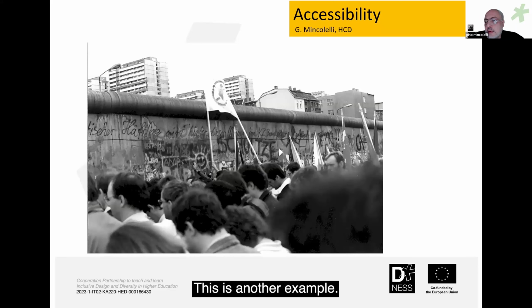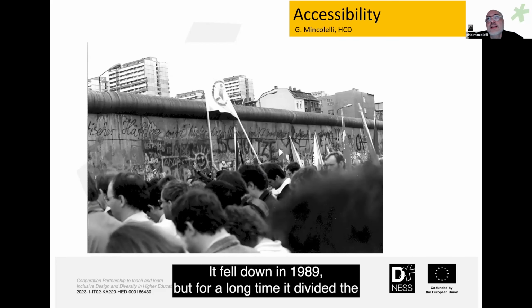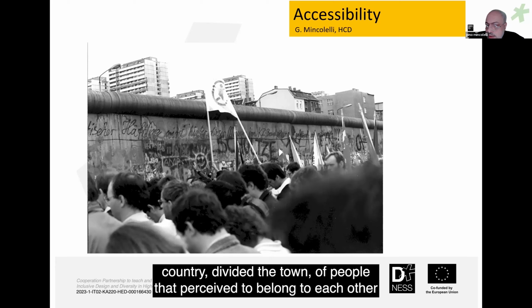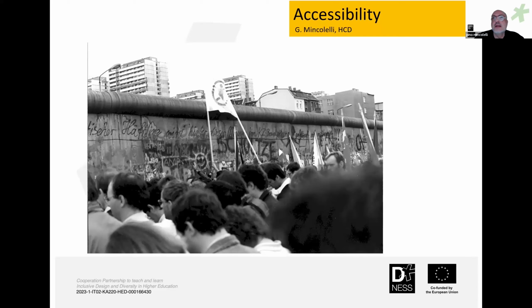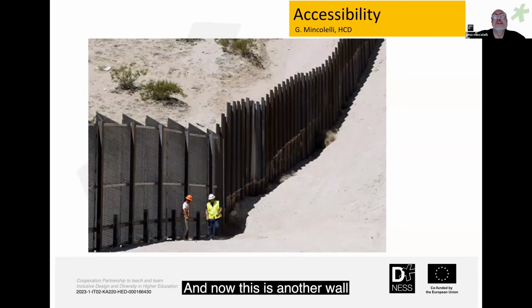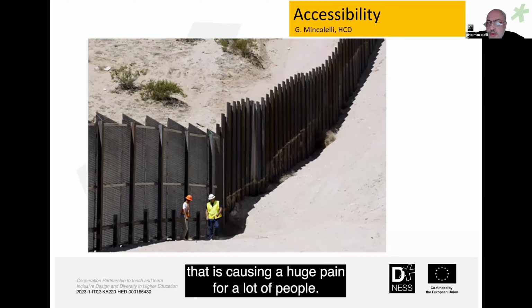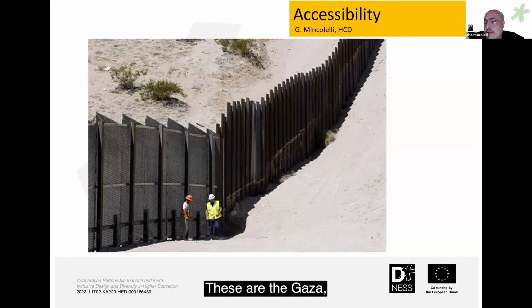This is another example. It fell down in 1989, but for a long time divided a country, divided a town of people that perceive to belong to each other, now being the same community for political reasons. And now this is another war that is causing a huge pain for a lot of people. This is the Gaza boundaries that separate the Palestinian from the Israeli.